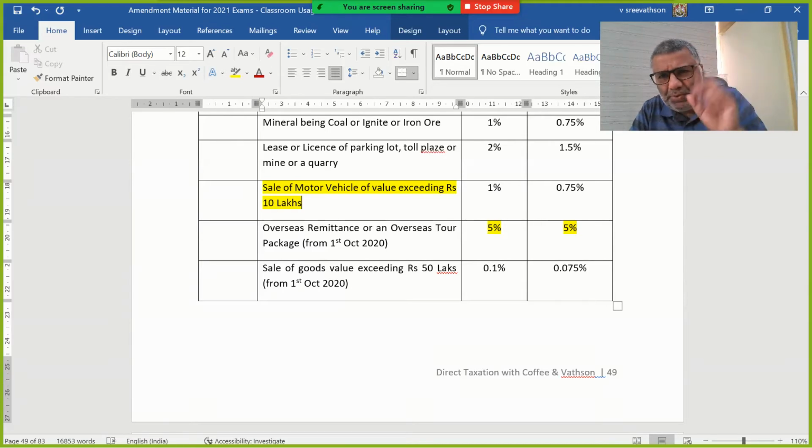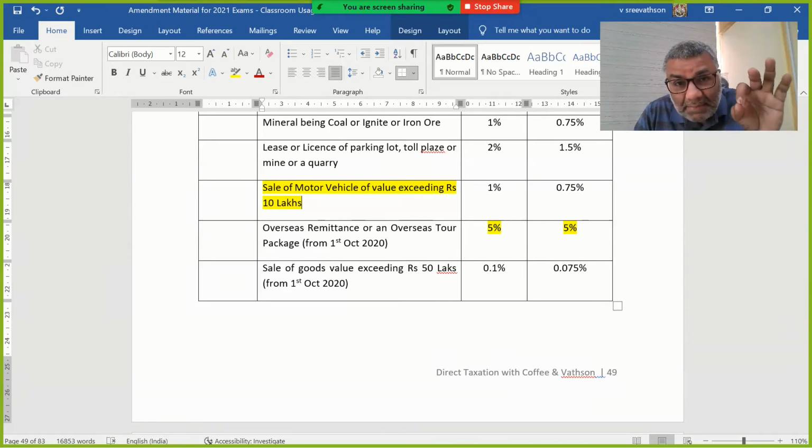So suppose our friend Nasir is buying a motor car for 22 lakhs. The seller, the dealer, will collect 22 lakhs plus 1%, 22,000. 22 lakh 22,000. Remit the 22,000 in the name of Nasir to the government. That is known as TCS.